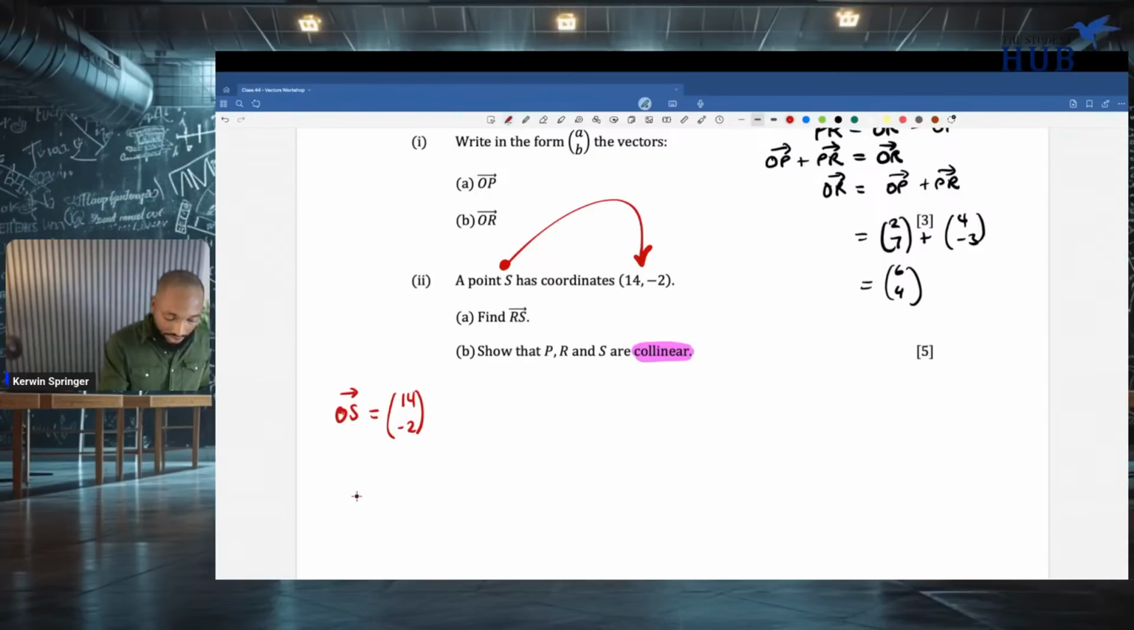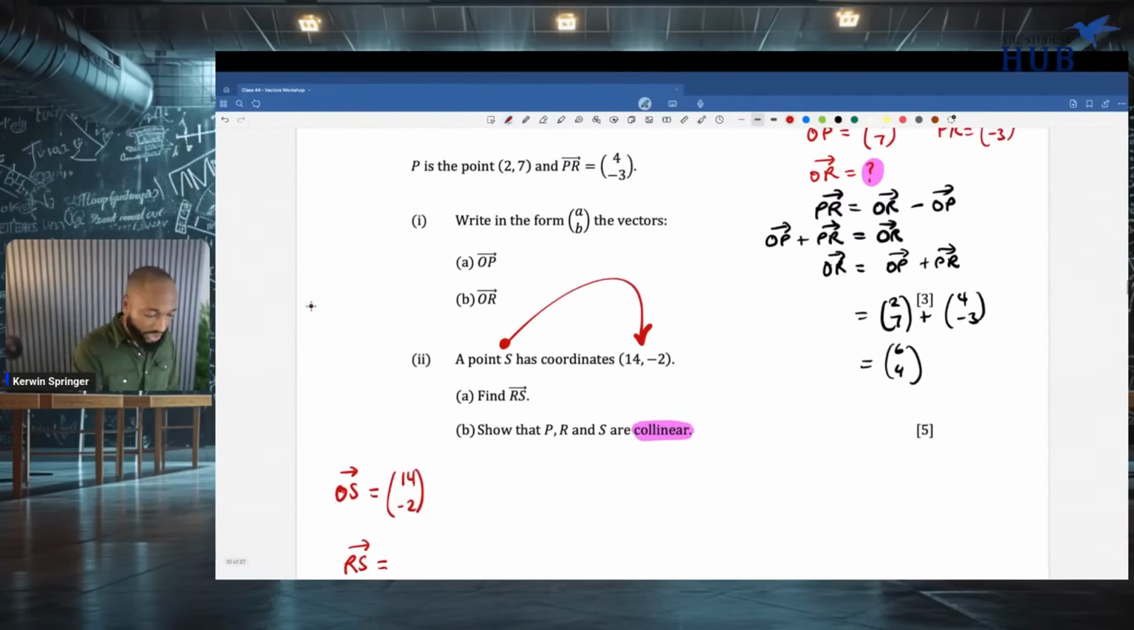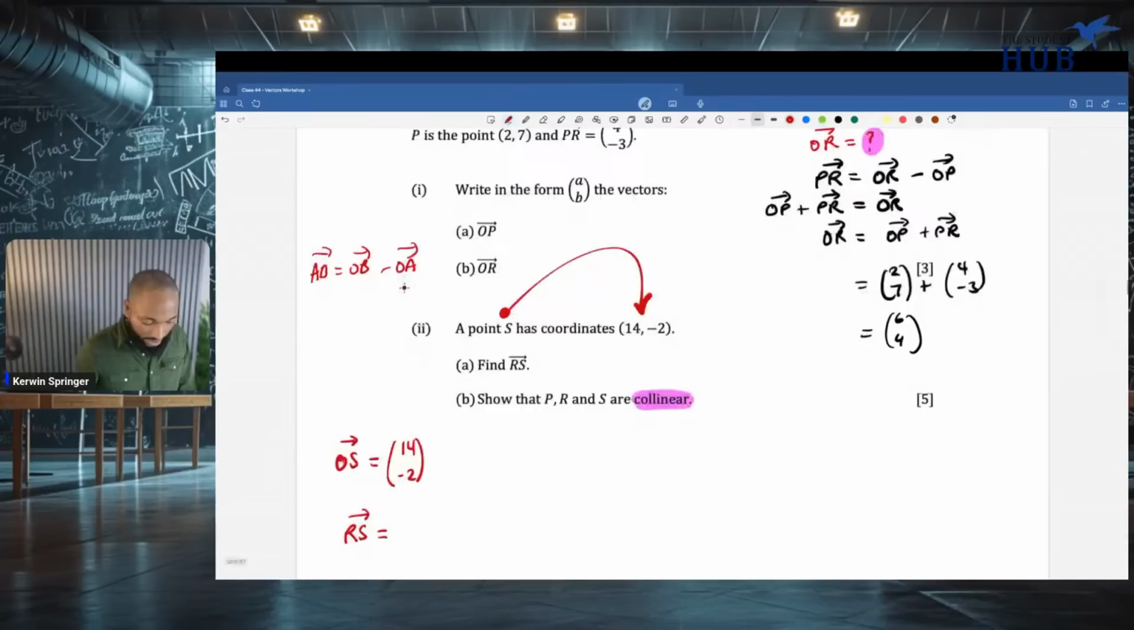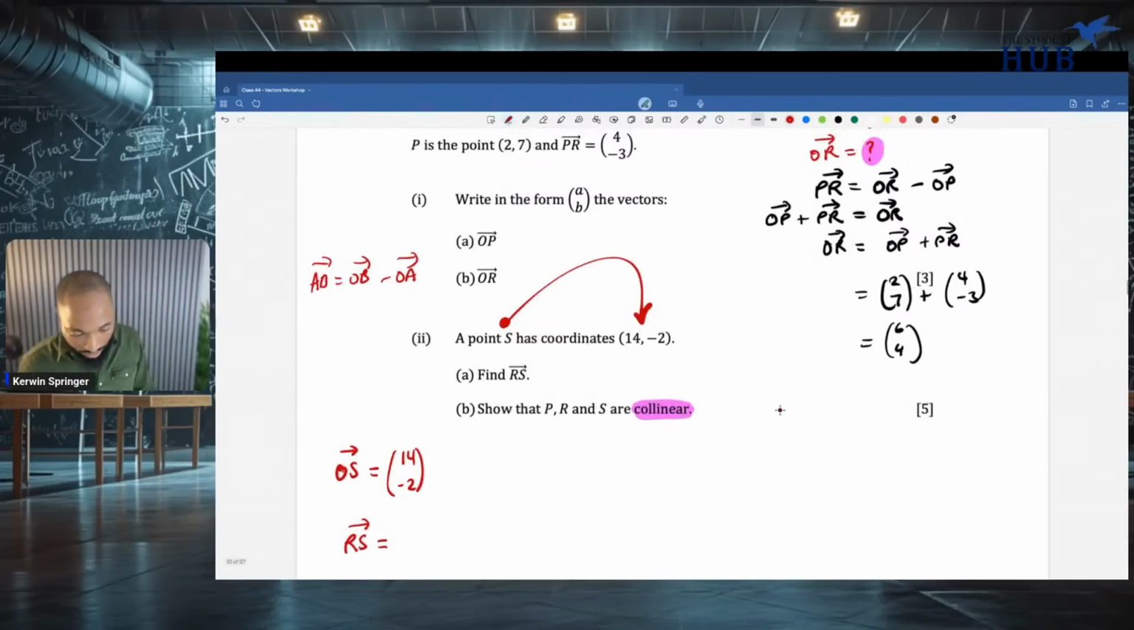There's something to understand, but it's simple. Find RS. So RS, I am feeling to use the what law? What did I name the law that said AB is equal to OB minus OA? What is that law called again? Because I see I have OS. And do I have OR?